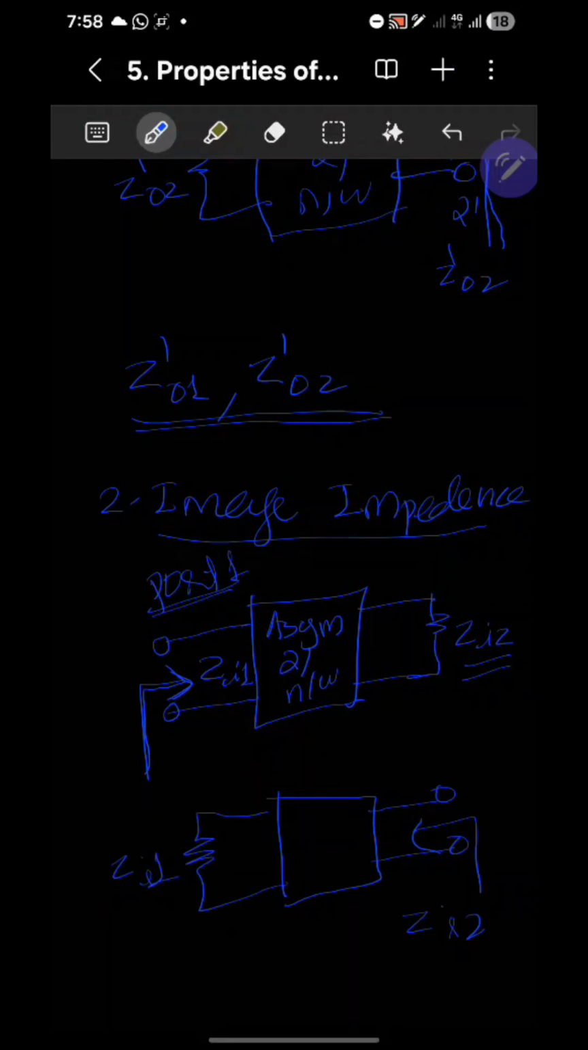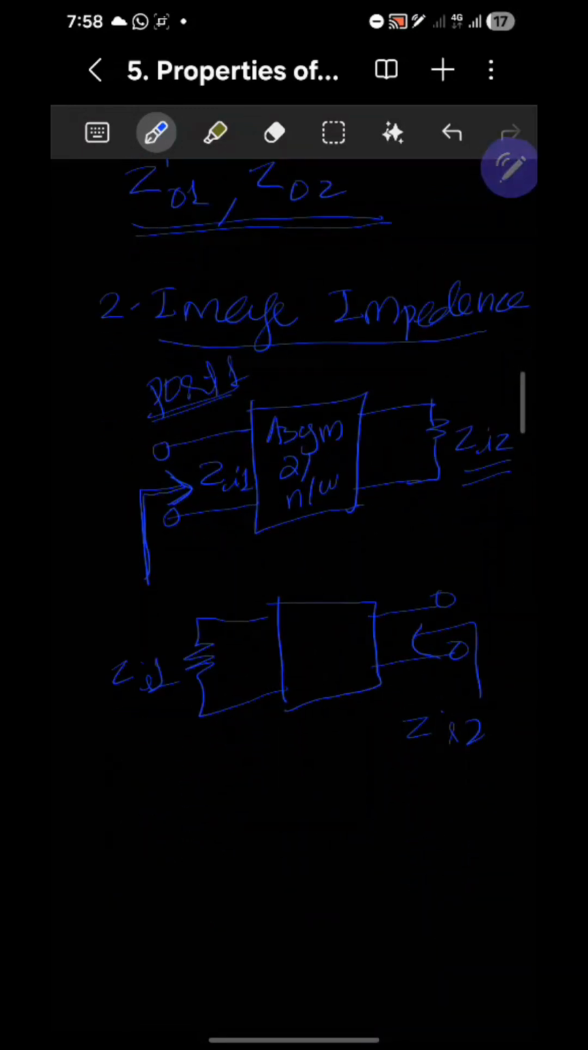If we are connecting Zi1 at the input side, that means Zi1 is the image impedance of port 1, and if we are looking from port 2, then the impedance seen from port 2 is Zi2. That is called the image impedance of port 2. Here also the important point, like iterative impedance, image impedance is also port specific. The image impedance of port 1 is Zi1, the image impedance of port 2 is Zi2. So for a two-port network, there will be two image impedances, Zi1 and Zi2, representing the image impedances of port 1 and port 2.